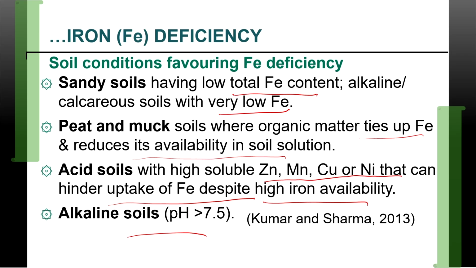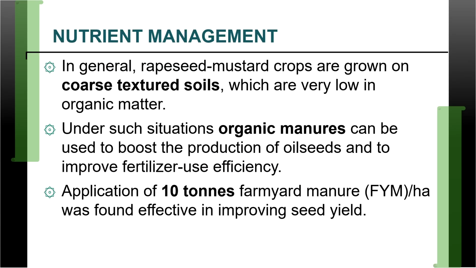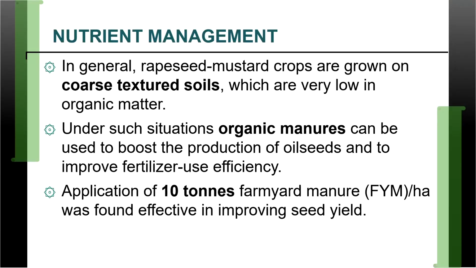So, just now you have seen how these nutrients are important, particularly nitrogen, phosphorus, potassium. All these nutrients are getting deficient in soils, and you have also seen that sulfur and iron are also important nutrients which can support good growth of the rapeseed and mustard crop. All these nutrients have to be there in the soil in sufficient, right quantities to realize good growth and yield of the crop. So, in general, rapeseed mustard crops are grown on coarse texture soils.